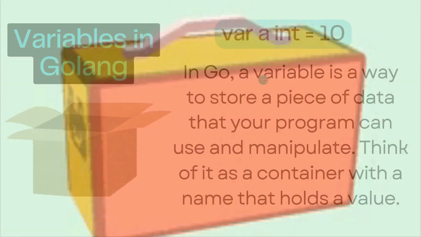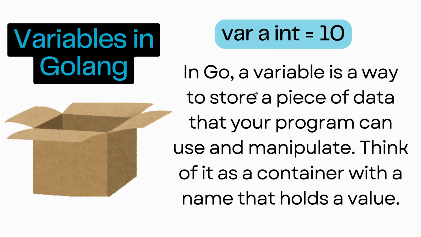Okay. So now let's see the definition. In Go, a variable is a way to store a piece of data that your program can use and manipulate. So whatever data you are storing in a variable, you can use it accordingly and even change it. You can manipulate it accordingly. Simply, you can think of a variable as a container with a name that holds a value. So you can store data in it and you can use that name whenever it is required. And in Go, how are you going to declare and initialize a variable?